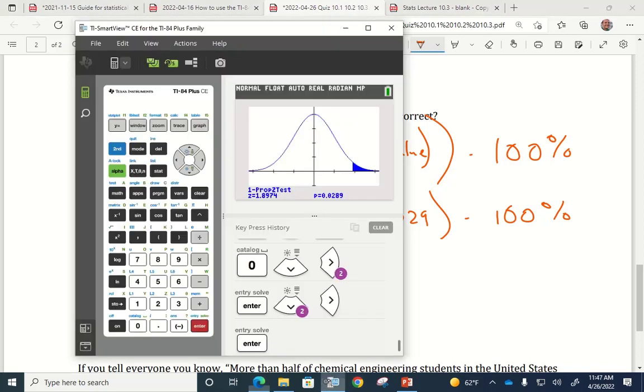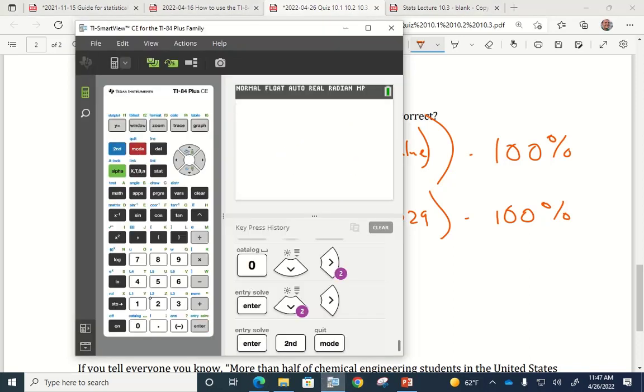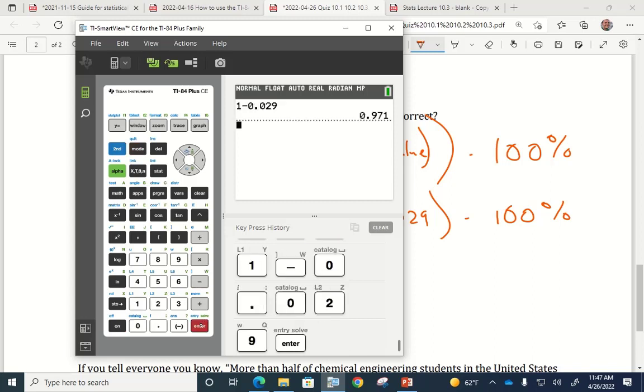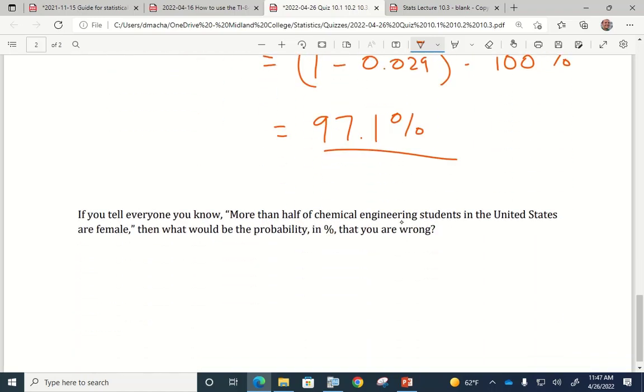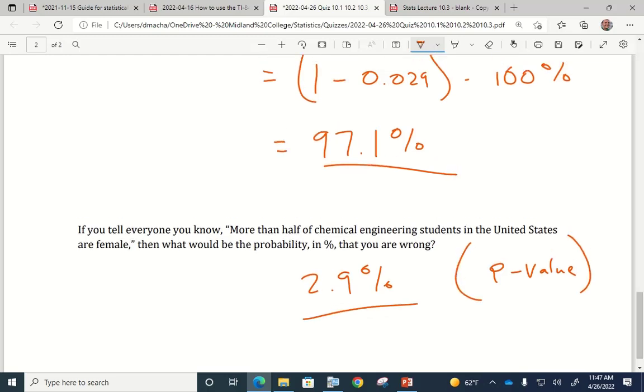That means that my percent confidence should be 1 minus 0.029, or 97.1%. It's a pretty high degree of confidence. And what would be the probability in percent that we're wrong? Well, it would be 2.9%, because this is what the p-value means, is the probability that you would be wrong if you concluded in favor of your alternative hypothesis.